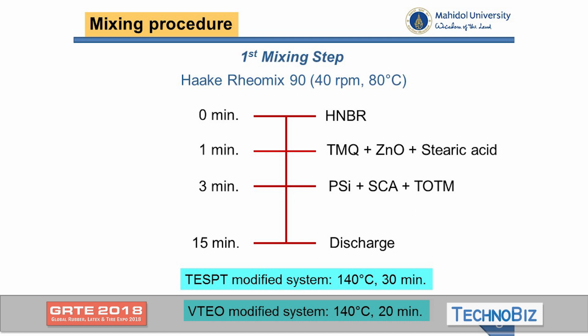For the mixing procedure, firstly, HNBR was introduced, followed by the TMQ, zinc oxide, and stearic acid. After that, the precipitated silica, together with the silane coupling agent, was introduced. It must be noted that for the TESPT modified system, the discharge temperature of 140 degrees Celsius and mixing time of 30 minutes were utilized. And in the case of the VTEO modified system, the discharge temperature of 140 degrees Celsius and mixing time of 20 minutes were used.